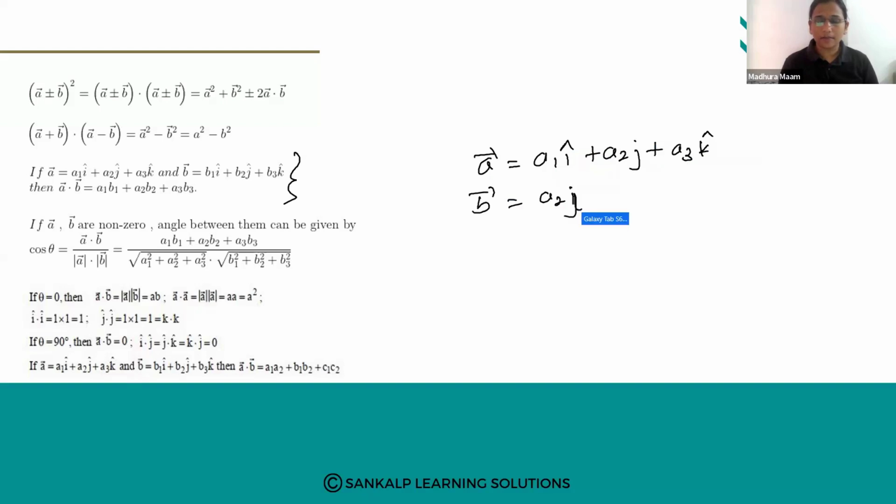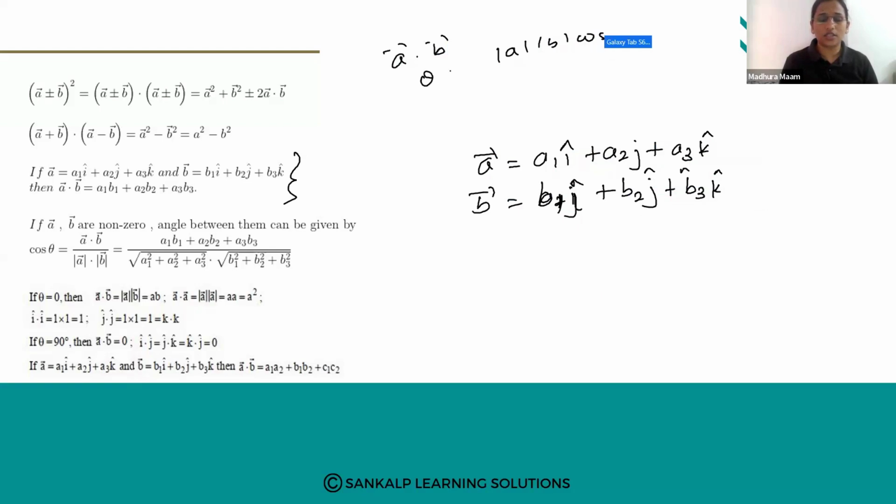If angles are given, how do you find the dot product? If A is given, B is given, and the angle is given, then it is magnitude of A into magnitude of B into cos theta. If the angle is not given but you are told to find the dot product, how do you find it? The dot product is given by this. Dot product is always a scalar.